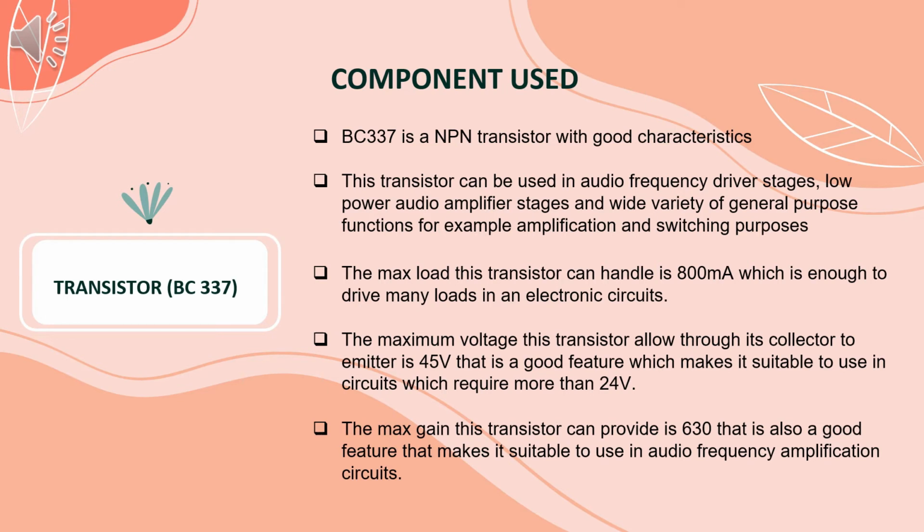electronic circuit. The maximum voltage this transistor allows through its collector to emitter is 45 volts. That is a good feature which makes it suitable to use in circuits which require more than 24 volts. Last, the max gain this transistor can provide is 630. That is also a good feature that makes it suitable to use in audio frequency amplification circuits.